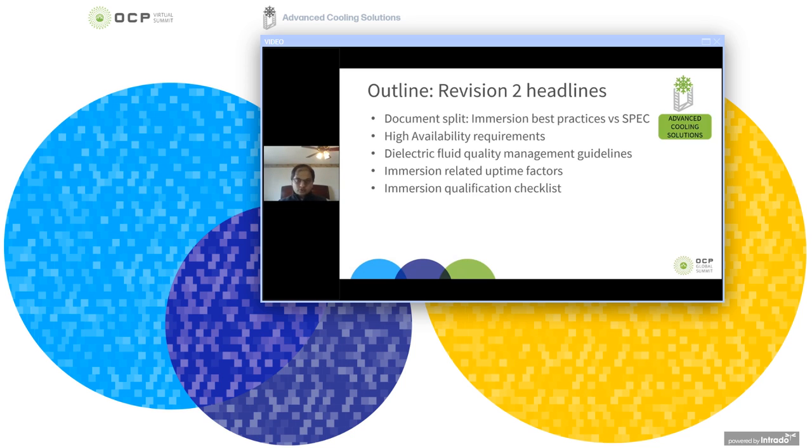Then we also want to discuss how we can maintain that, how we can manage the quality of the fluid, as well as how we can keep the properties of the fluid intact. Then we are also going to discuss the uptime factors and the immersion qualification checklist, as I already mentioned, which will provide the guidelines for the OCP logo as well.